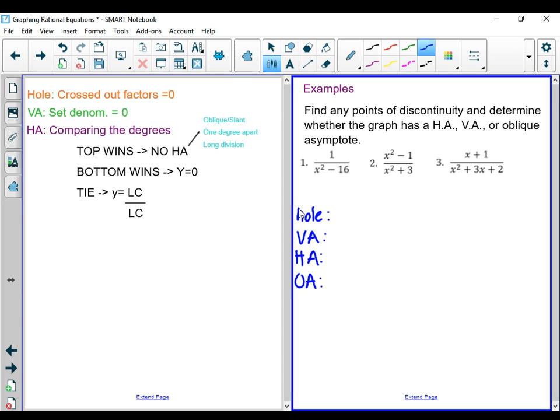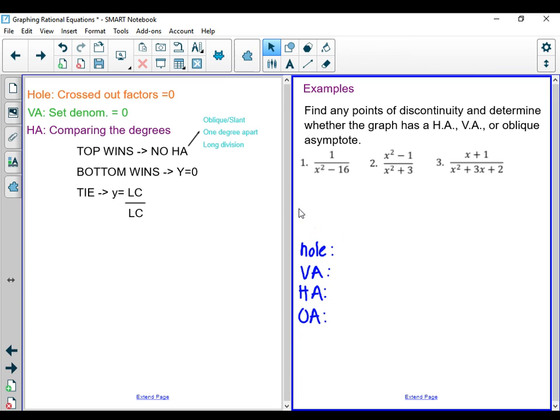Okay. How do I factor the denominator here? Difference of squares. So that just becomes 1 over x plus 4 and x minus 4. Okay. Here we go. Did I cross anything out? No. So I'm going to put none.